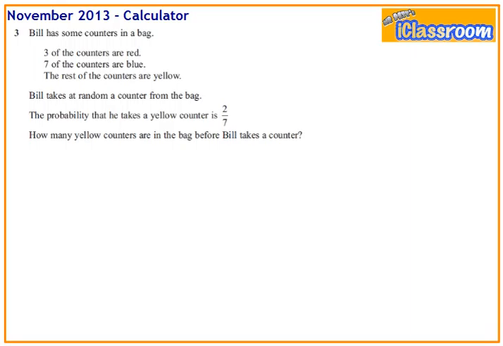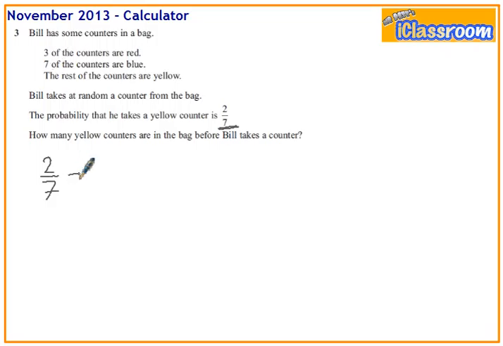Question 3. This was quite tricky. We've got different coloured counters in a bag. 3 red, 7 blue, the rest are yellow. We know that the probability that we take a yellow counter is 2/7. Again, lots of different ways that we can do this. We can think of the probability 2/7. This is 2 out of 7, so I've got a 2 in 7 chance of picking a yellow counter. Now, that doesn't tell me that there are 7 counters. In fact, I know there can't be 7 counters because there are a total of 3 and 7. There are a total of 10 counters already.